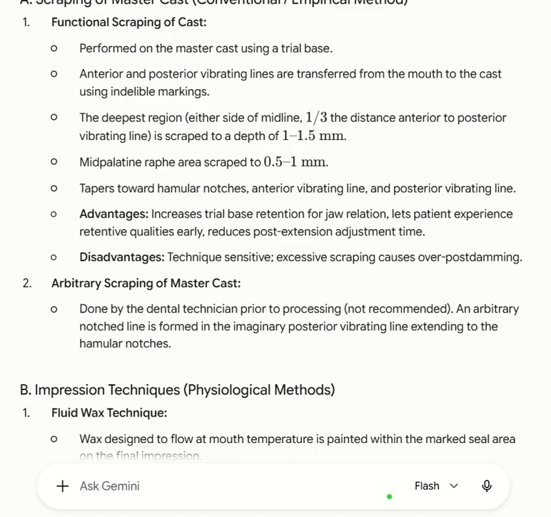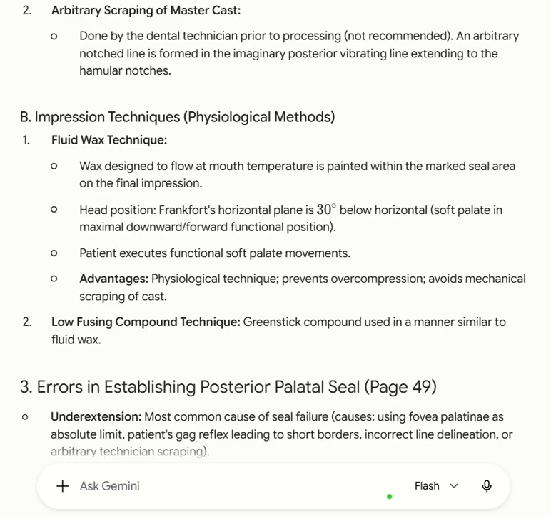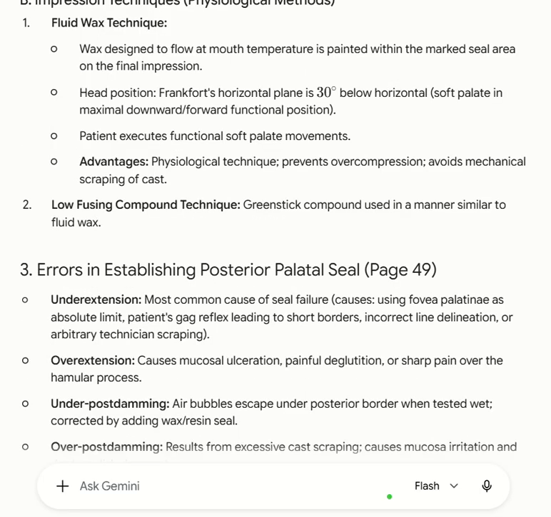Arbitrary scraping of the master cast, done by the dental technician prior to processing, is not recommended. An arbitrary notched line is formed in the imaginary posterior vibrating line extending to the hamular notches. B. Impression techniques, physiological methods: fluid wax technique. Wax designed to flow at mouth temperature is painted within the marked seal area on the final impression.